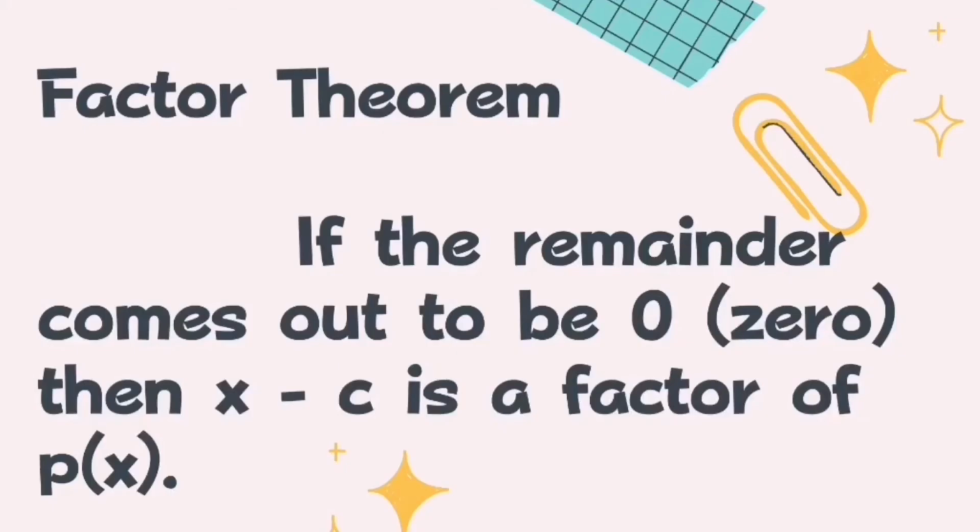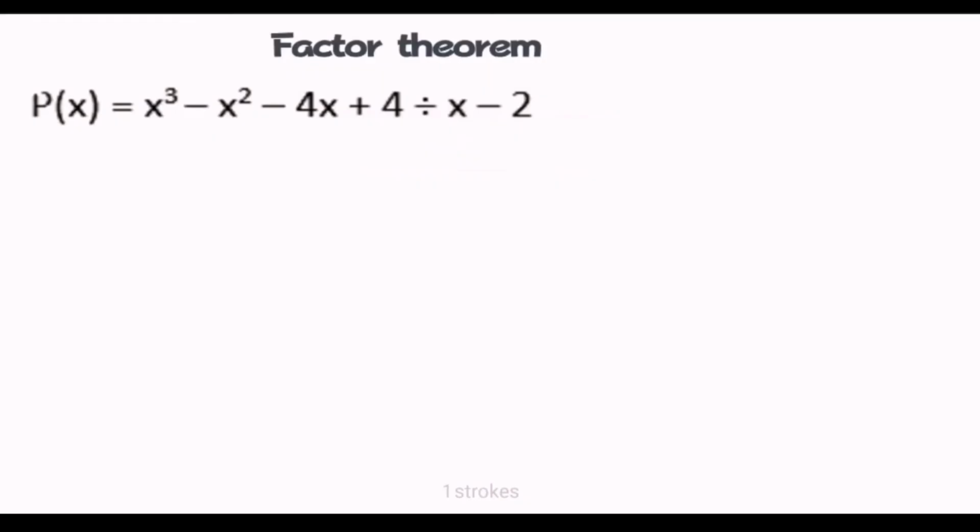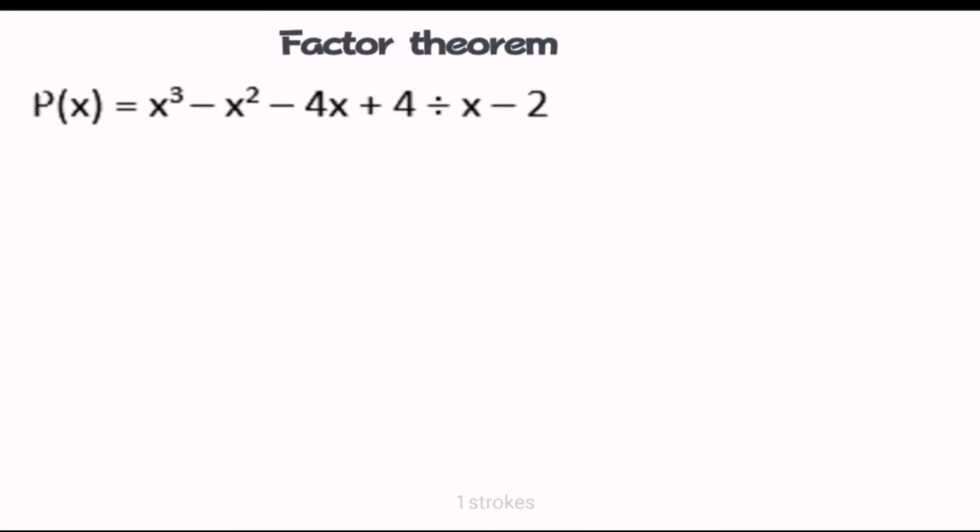Let's move on to factor theorem. Factor theorem states that if the remainder comes out to be 0, then x minus c is a factor of p of x. In factor theorem, we will only prove that the divisor is a factor of this polynomial. How do we know that this divisor is a factor of this polynomial? So if the remainder becomes 0, then the divisor is a factor of this polynomial. Let's try to solve this using substitution.